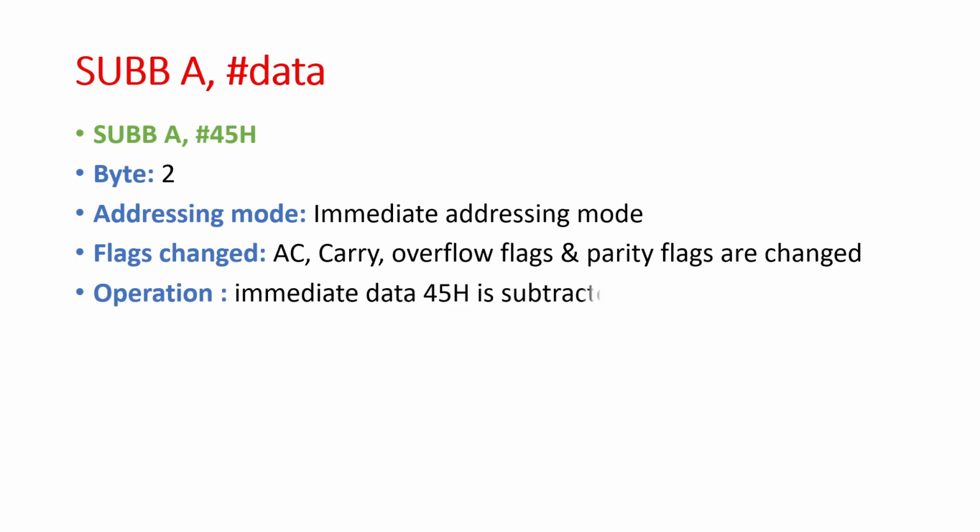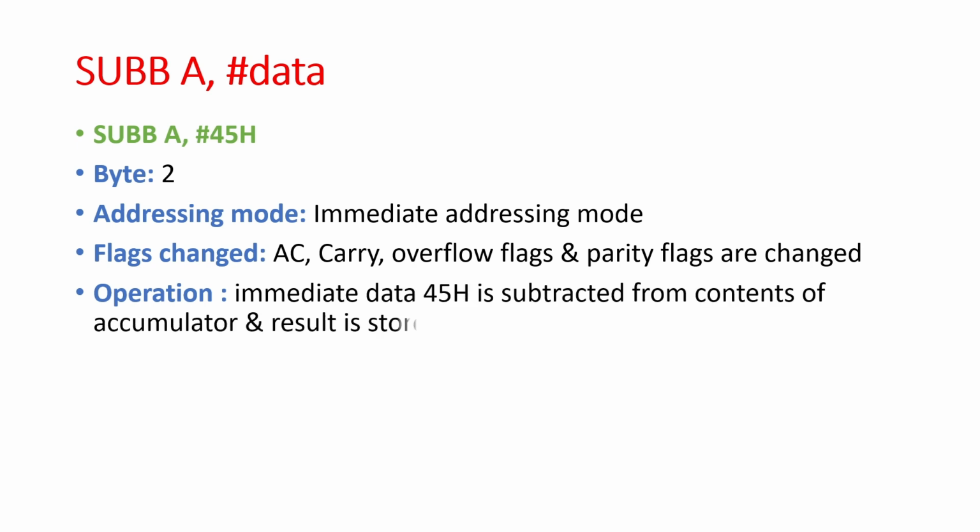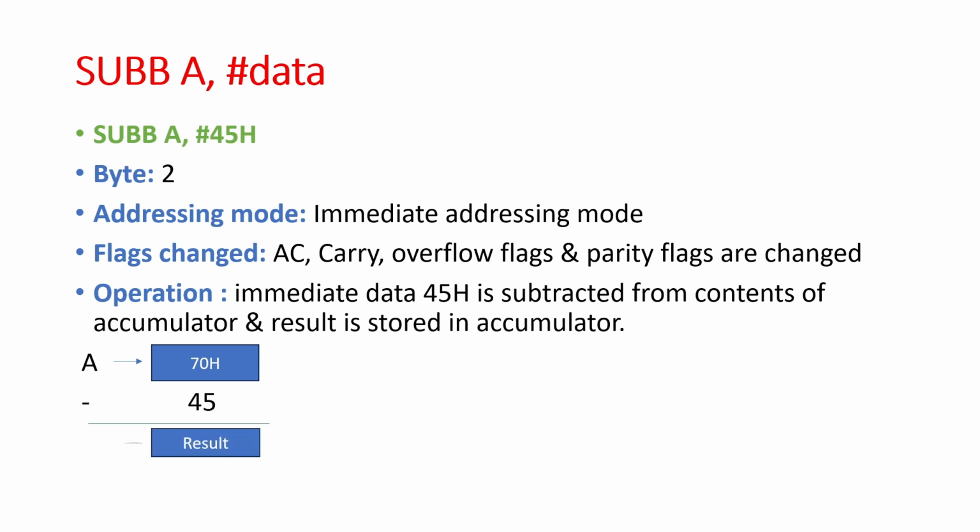Now the operation. The immediate data 45H is subtracted from the contents of accumulator and result is stored in accumulator. See, if the content of accumulator is 70H, then the immediate data 45H is subtracted from this content and the result is stored in accumulator.